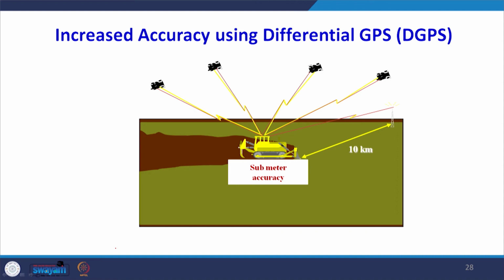So, over a distance of 10 kilometers between the base station and the rover station, as you can see here, we can get sub-meter accuracy, very high accuracy, provided we take care of the number of satellites we are observing and their geometry.